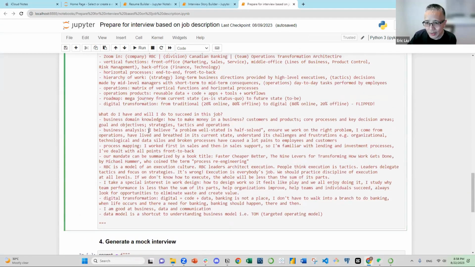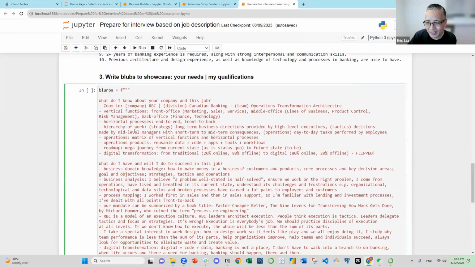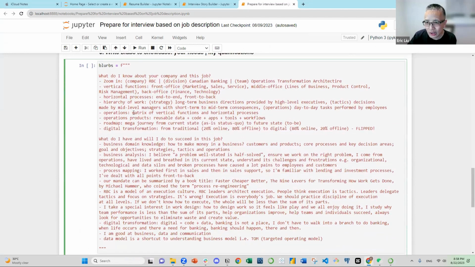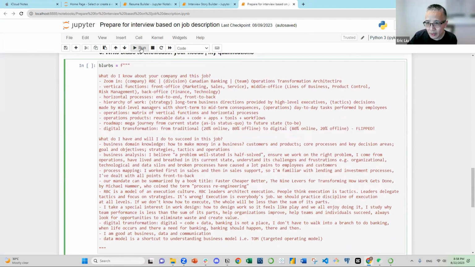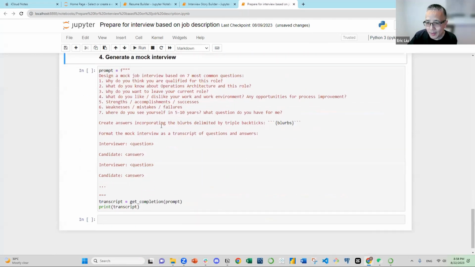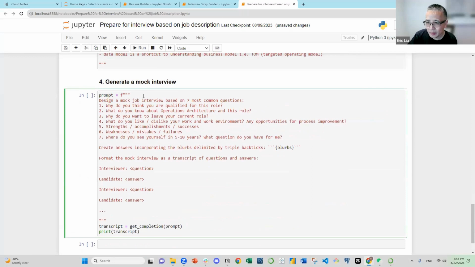But this is what the mentor did. The mentor did quite a bit of research. I call these blurbs. These are very good information about RBC as an organization, and also the Canadian Banking Division and the Operation Transformation Architecture team. Okay, let me just run this. And then this is beautiful.